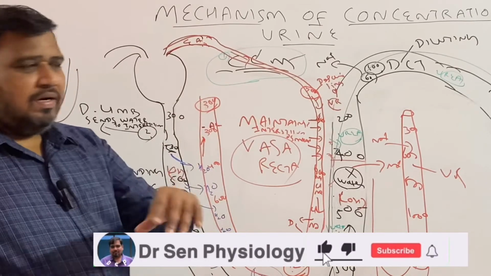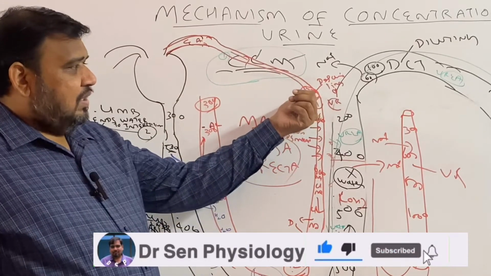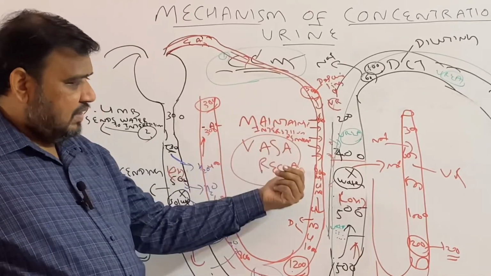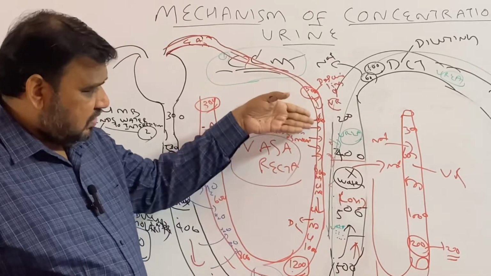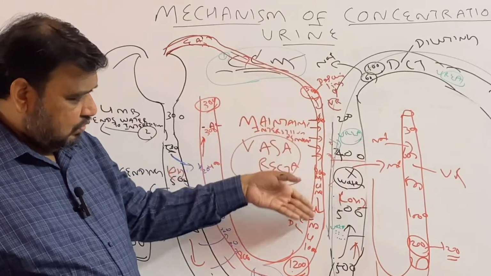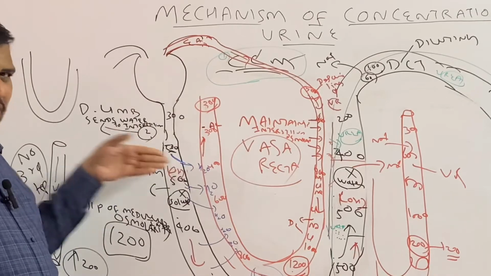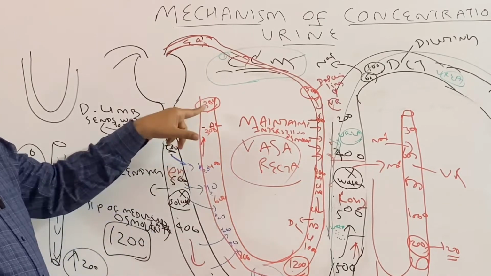So just concentrate. We started the vasa recta osmolarity with 300, but as solutes are entering from the interstitium, it takes the solutes. What happens? 300, 600, 800, 1000, 1200. But in the ascending limb, what happens? It takes the water from the descending limb. So again, it comes to 300.